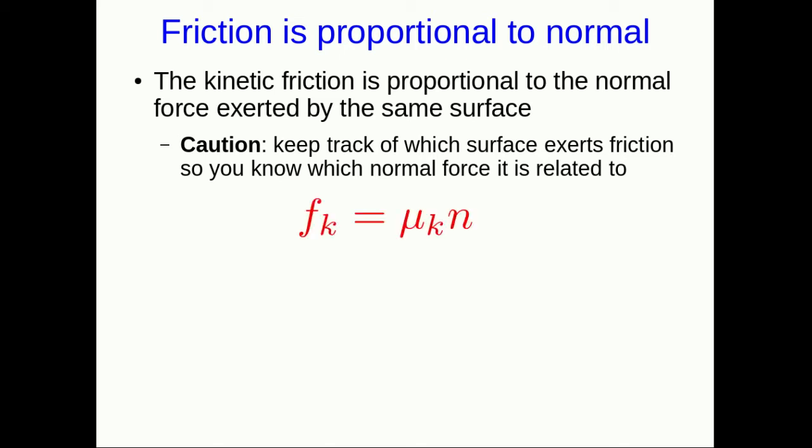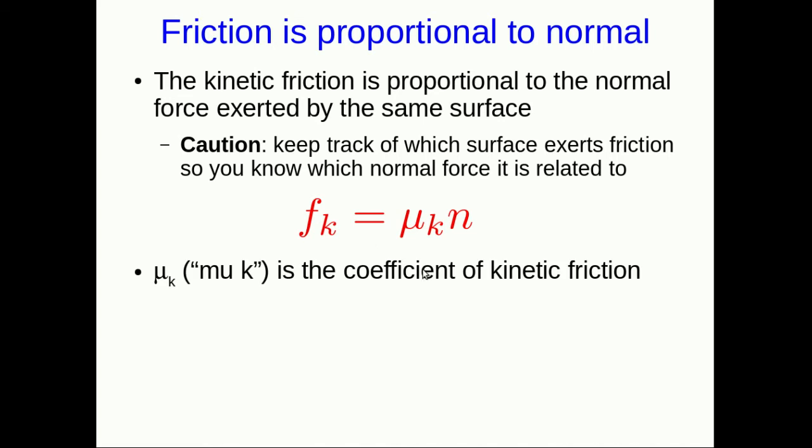And the equation for it is like so. The friction is just this mu k, which is called the coefficient of kinetic friction, times n, the normal. Notice there are no vector symbols in this equation. This is a statement about the magnitudes of these forces. If you were to put vector symbols on it, it would be wrong, because the normal force is perpendicular to the surface exerting it, and this friction force is parallel to the surface, and so they can't possibly be pointing in the same direction.